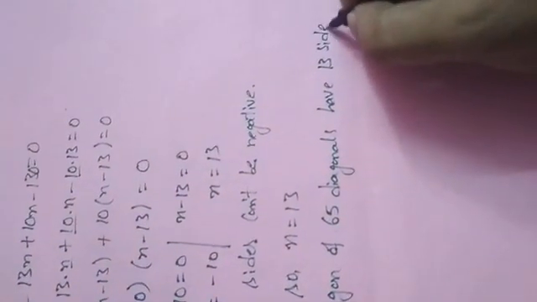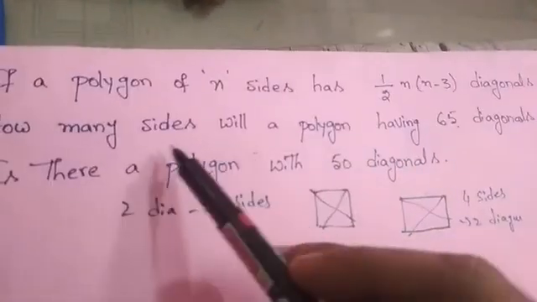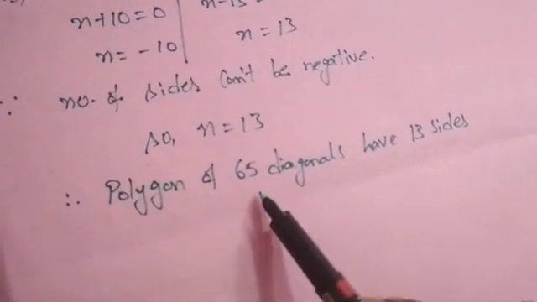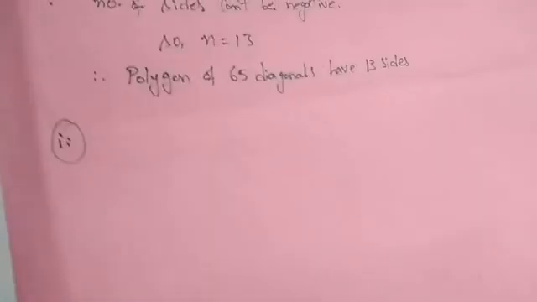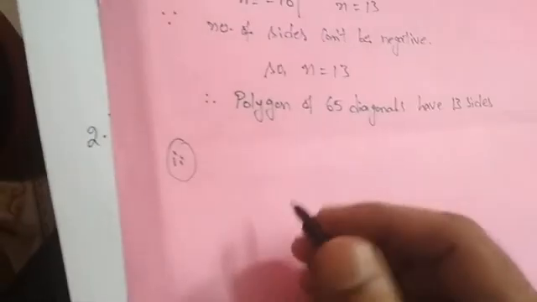See here, given that there is a polygon with 65 diagonals, we had to find the number of sides. So we found that a polygon with 65 diagonals has 13 sides. That is the first statement. Second case: is there a polygon with 50 diagonals? Now we'll find out the second case. We have to find out whether a polygon has 50 diagonals or not.